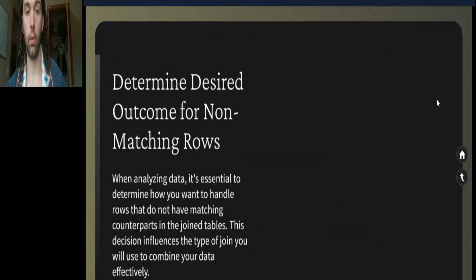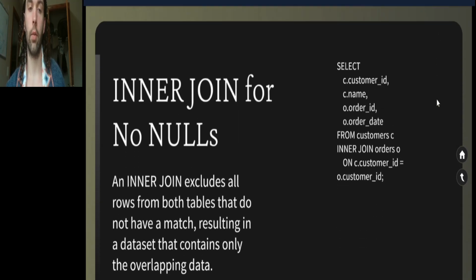Handling non-matching rows. This is one place where joins can be pretty useful. You should determine how to deal with non-matching pieces in tables. So where does this customer not have orders? Does this order not have a customer assigned to it? That's where it's helpful to understand inner joins versus left joins, right joins, etc.